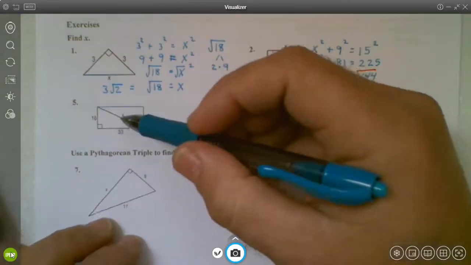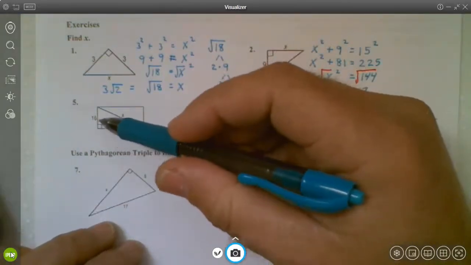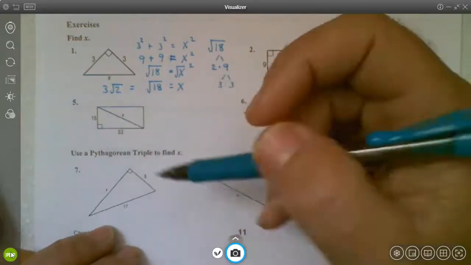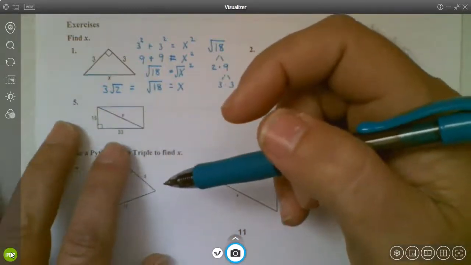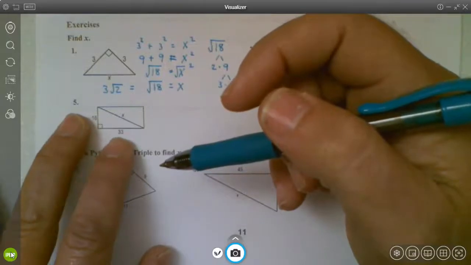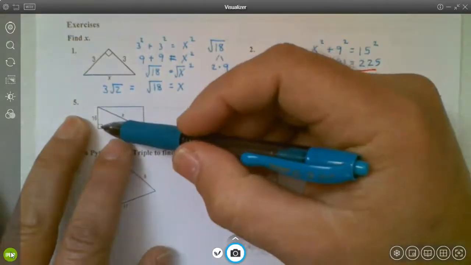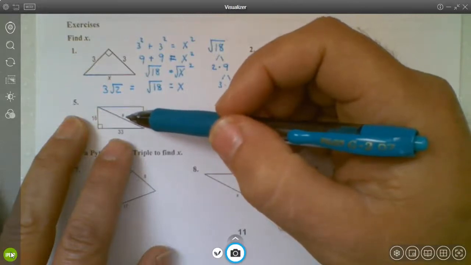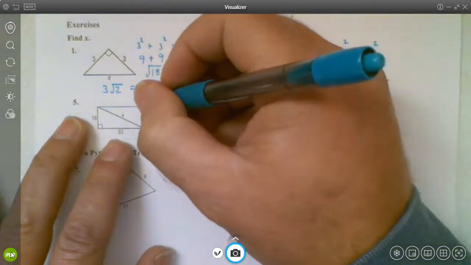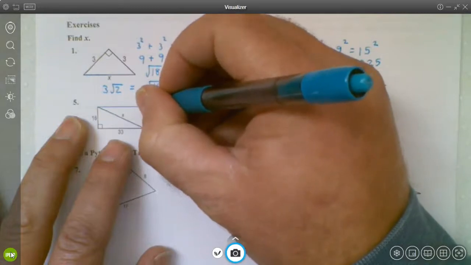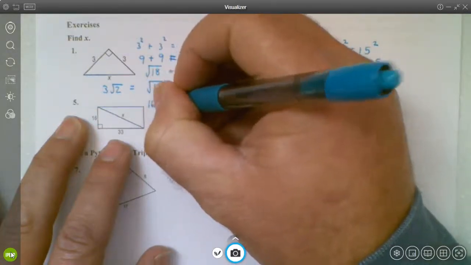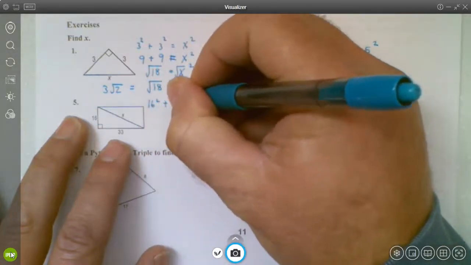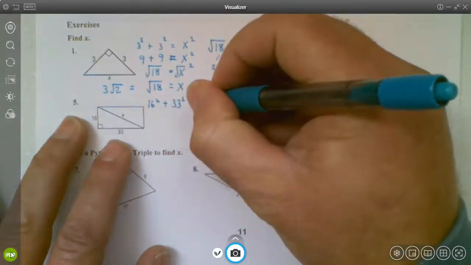So as I look at just the right triangle, where I see the 16, the 33, and the x, again, we can now plug those into the Pythagorean theorem. Those guys would have to be the 2 legs because they form the right angle. My hypotenuse is the diagonal. So we're just simply going to say a squared plus b squared equals c squared.